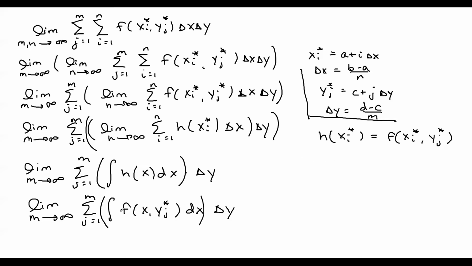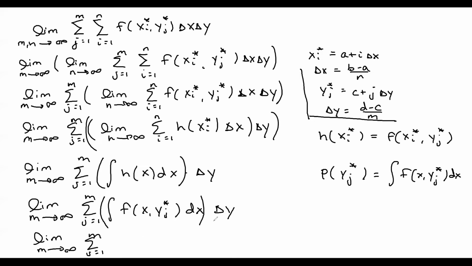Okay, so we can replace this with a function. What letter did I use? I already used h. I used p. All right, so let's say p of y sub j star equals the integral of f of x comma y sub j star dx. And if you do that, look at what happens. This becomes the limit m to infinity, sum j equals 1 to m, of p of y sub j, change in y. And look at that.